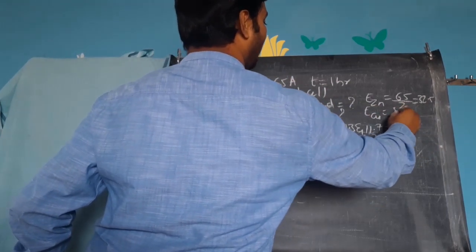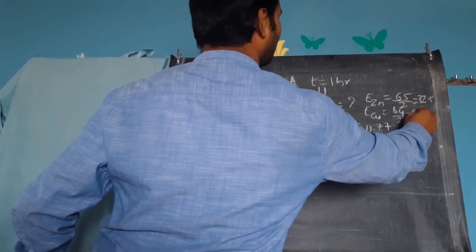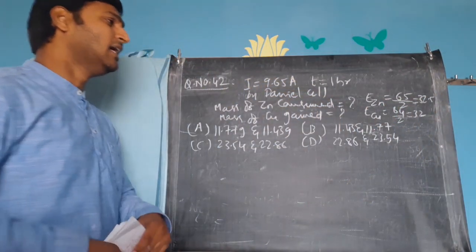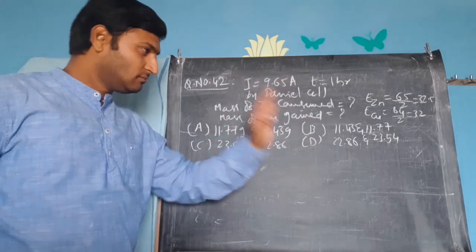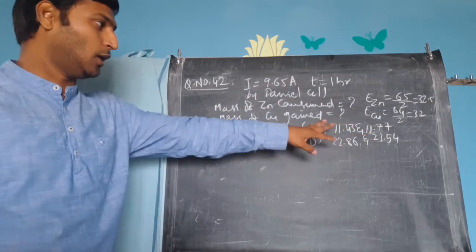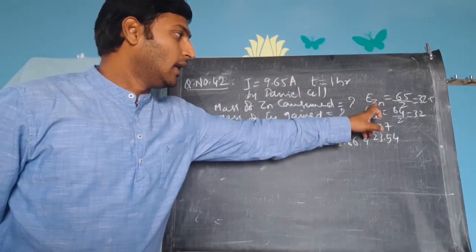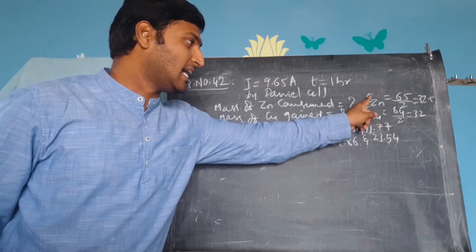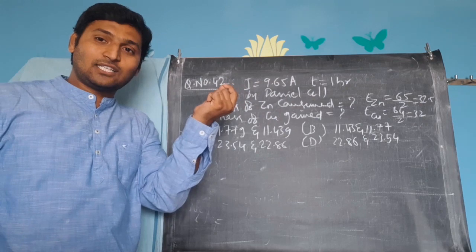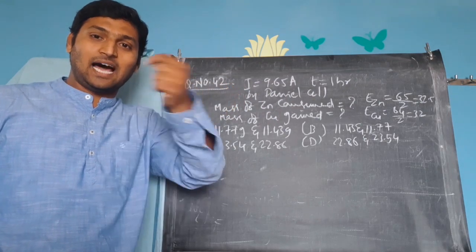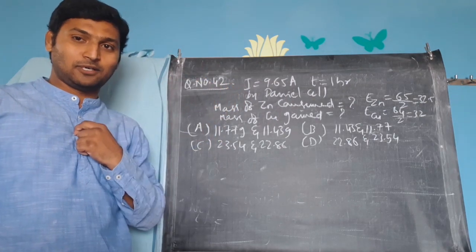Copper equivalent weight is 64 by 2, that is 32. Actually 63.5 by 2, you will get 31.75, but we are just taking 32. Now, observe here, zinc equivalent weight is slightly more, so the loss of mass in zinc should be slightly larger than the gain of mass in copper.